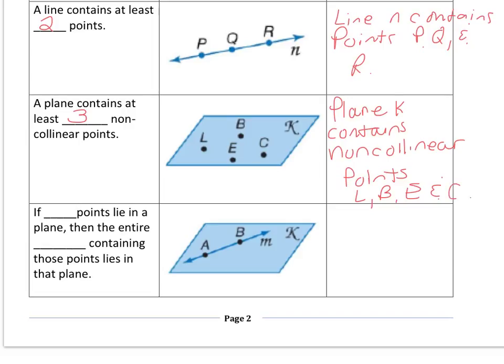And finally in this table we have a plane K, and on it we have 2 points, A and B, and a line M through those 2 points. And the postulate states that if 2 points lie in a plane, then the entire line containing those points also lies in that plane. So over here we would say in a description, points A and B lie in plane K.